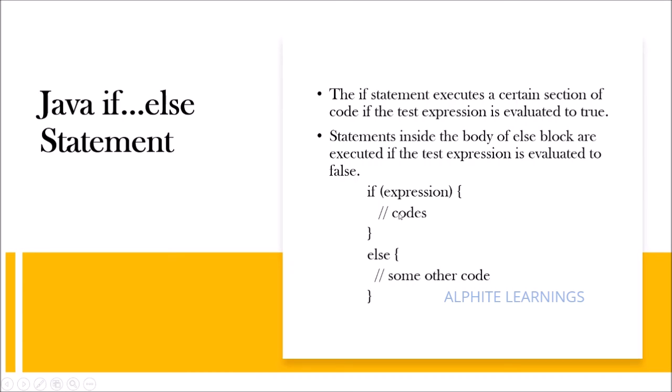If it is not greater than or equal to 50, obviously it is going to be less than 50. If it is less than 50, what does it mean? It is fail. So that code will go inside this else. Okay, this is the syntax of the if else statement.